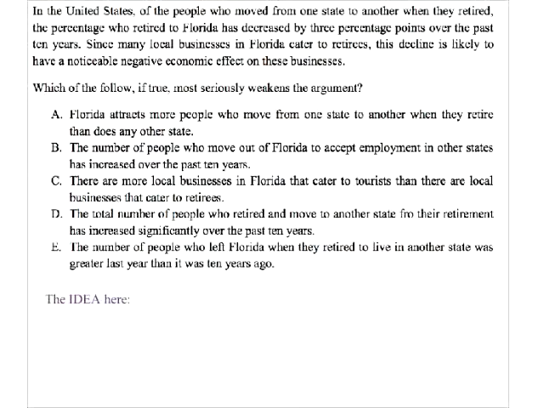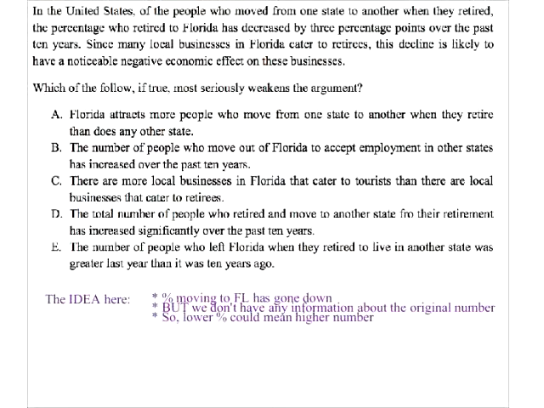So the idea here is that the percent moving to Florida has gone down, but we don't have any information about the original number. Text box people, please don't send messages twice. Thank you very much. We will get to them. So, lower percentage could mean higher number. Could.